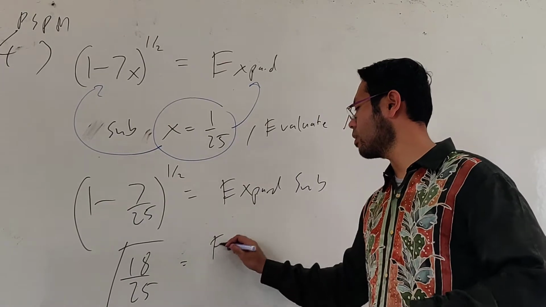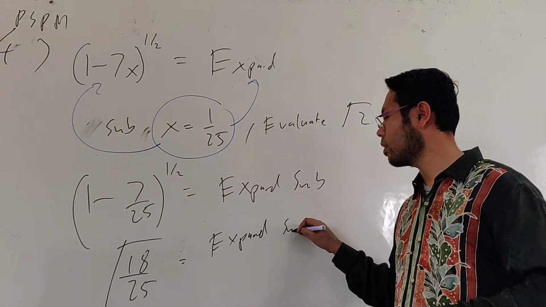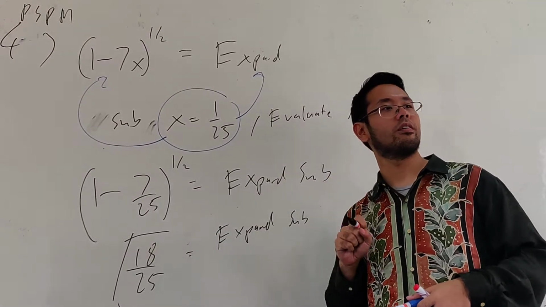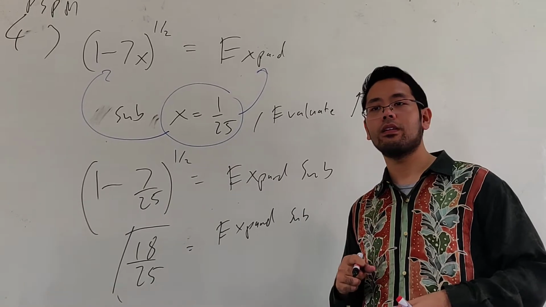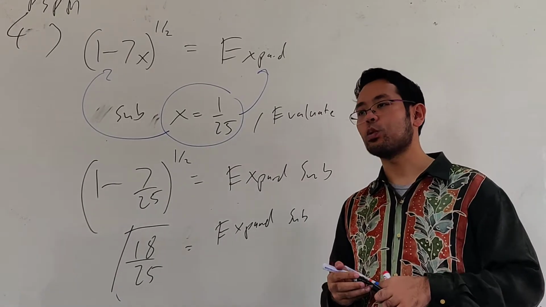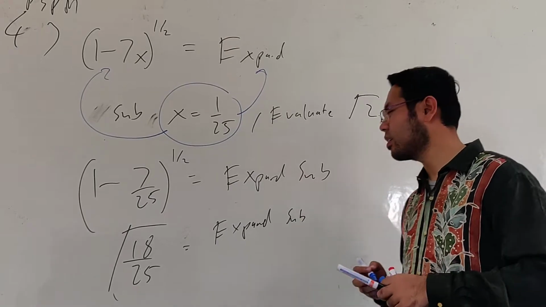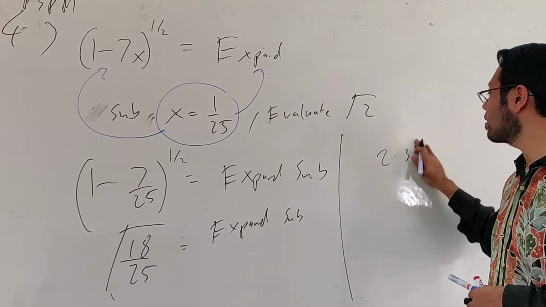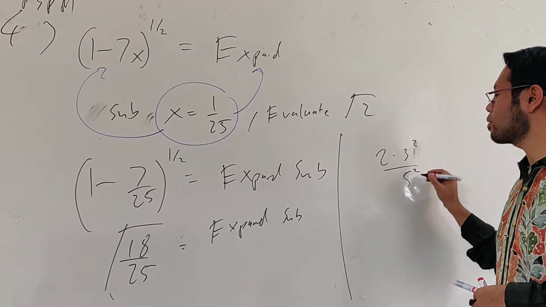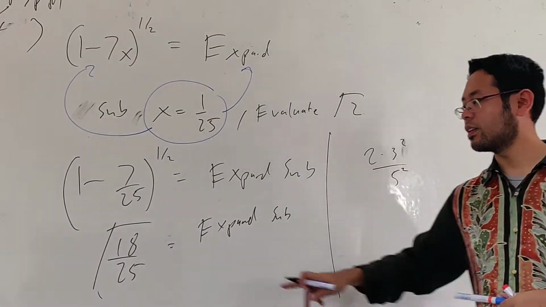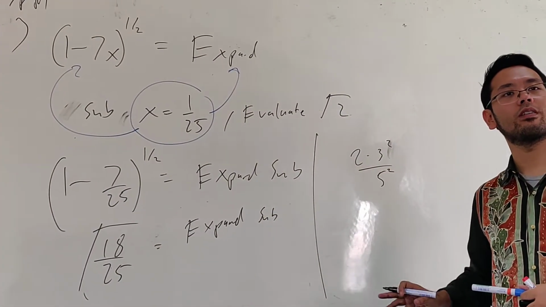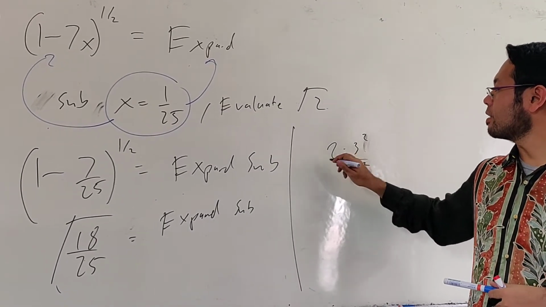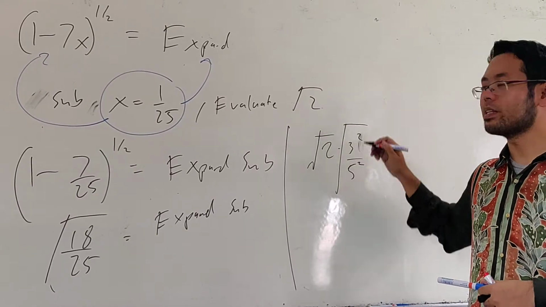Now, we want to approximate what? Square root 2. There's no square root 2 here. But can we find it? 18 is what? It's best if we go this way: 2, 3 squared, 5 squared. Okay? 18 is 2 times 3 squared, over 5 squared. And then there's a square root, right? So I can divide it like this. I can split them up.